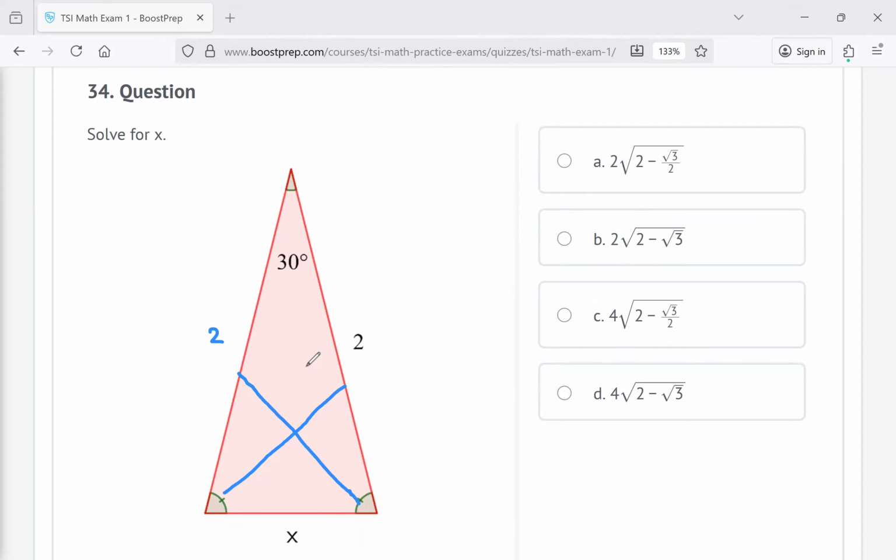So what I would do next is solve for x. How would we solve for x? We cannot use Pythagoras. We can't use SOHCAHTOA because it's not a right triangle, right? What could we use? So we know it's an isosceles, and we know it's not a right triangle. The only thing I could think of is to use the law of cosines.